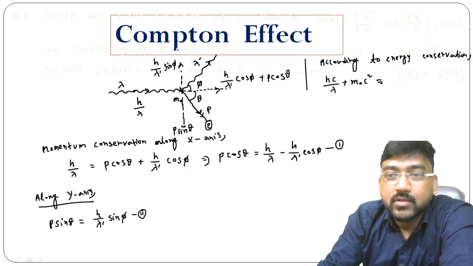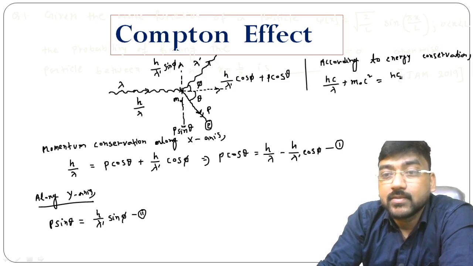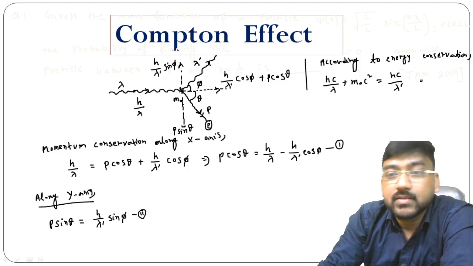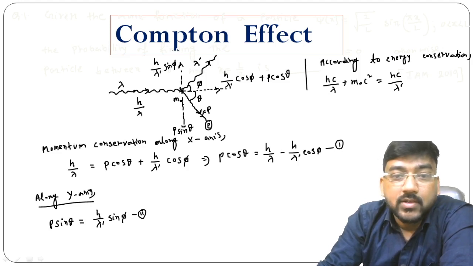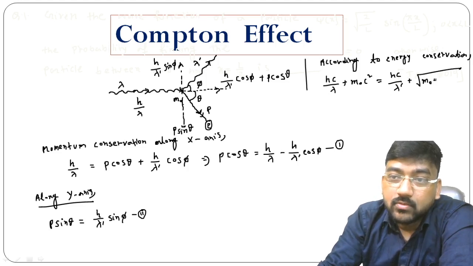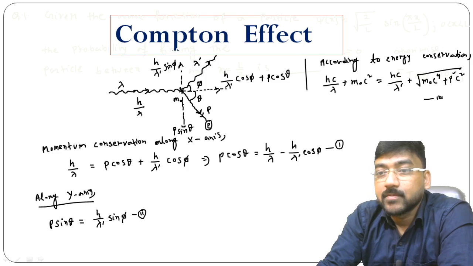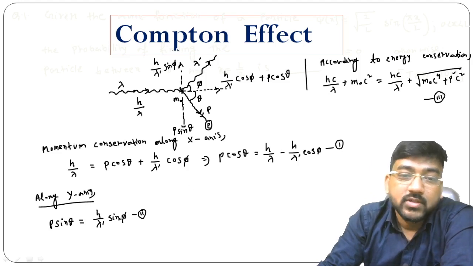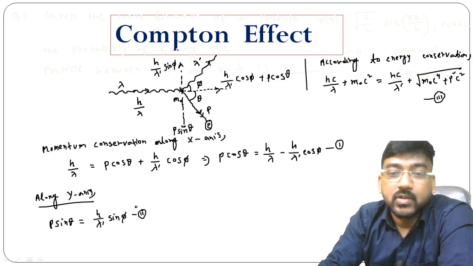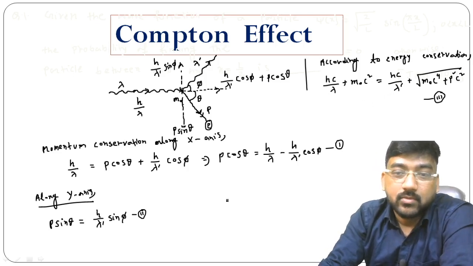And after collision the energy of the scattered photon is hc upon lambda dash, and the energy of the recoil electron, this will be relativistic energy, and that will be root over m0 square c to the power 4 plus p square c square. So you can take this as equation 3. Now using equations 1, 2 and 3, we will find delta lambda, that is lambda dash minus lambda. So let us solve these 3 equations.